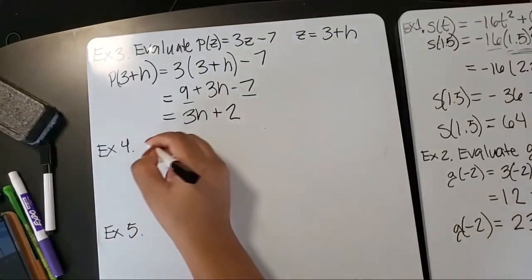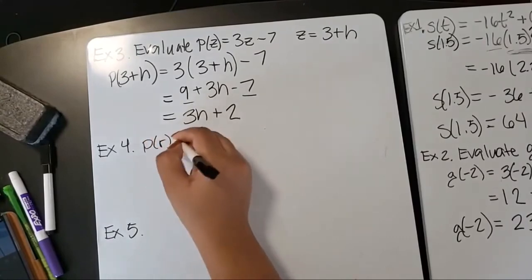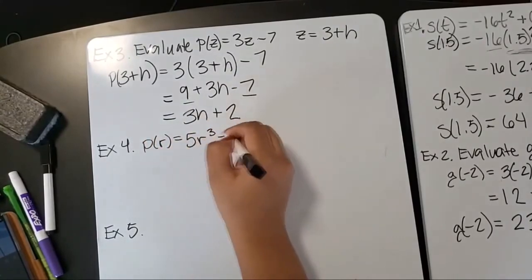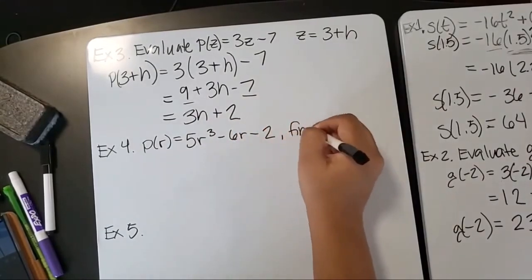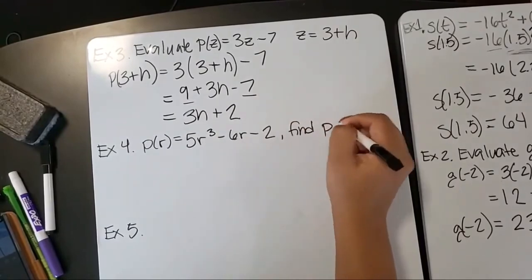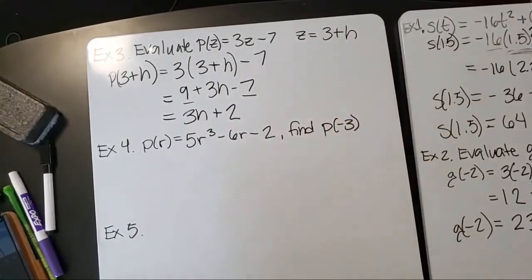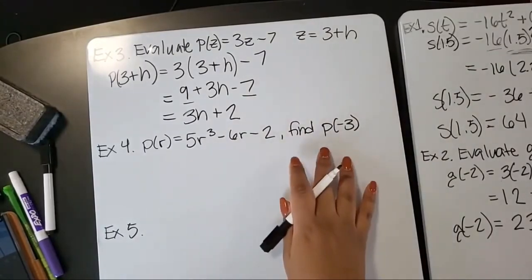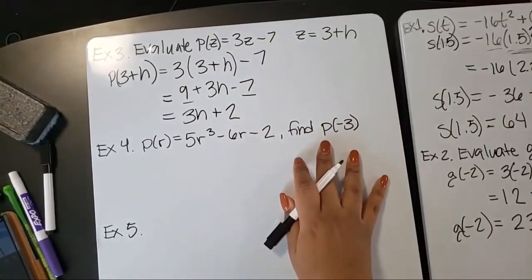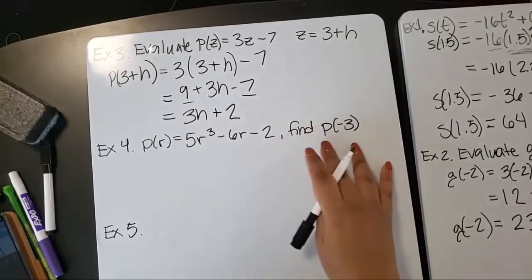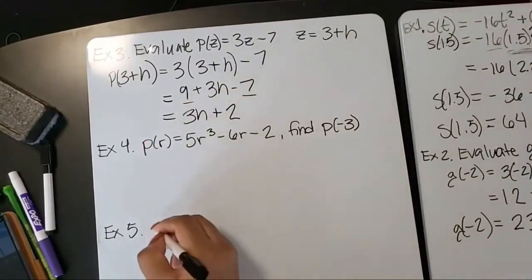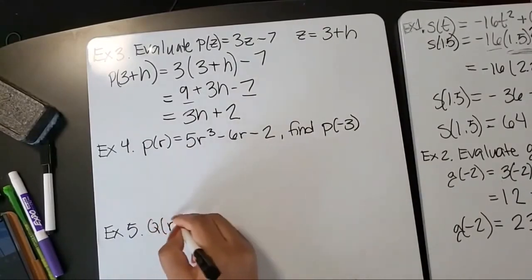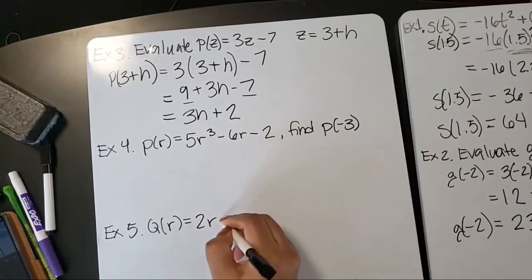All right, so for number 4, we've got P of R equals 5R cubed minus 6R minus 2. And it says find P of -3, okay? So in this one, it doesn't say P equals -3. They say find P of -3. You have to know that it's the same thing, all right? Like I said, we're not doing stuff that's completely different. It's just used in a different way.